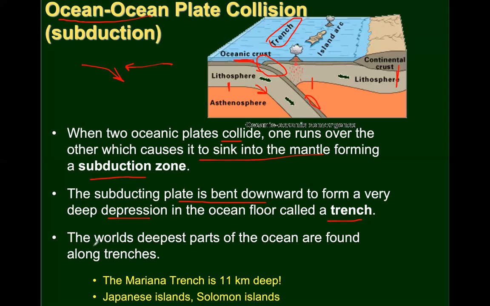The world's deepest parts of the ocean are found along trenches, because these are the places where the trench is formed, where you see the Mariana Trench, for example. It's about 11 kilometers deep, and the Japanese islands also have subducting segments, and the Solomon Islands. These are also formed as a result of subduction.